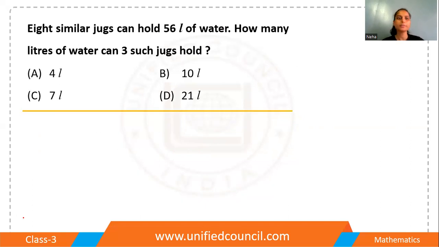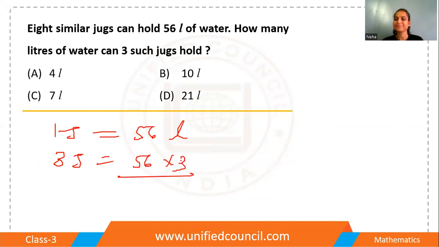Okay, this is the next question. 8 similar jugs can hold 56 liters of water. How many liters of water can 3 such jugs hold? If one jug is equal to 56 liters of water, so 3 jugs is equal to 56 multiplied by 3. Correct? You have to multiply it with 3.